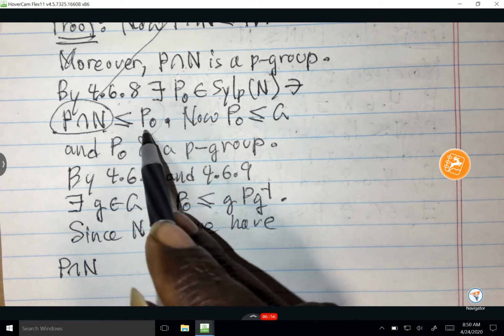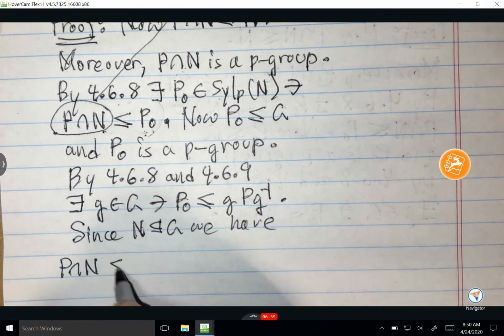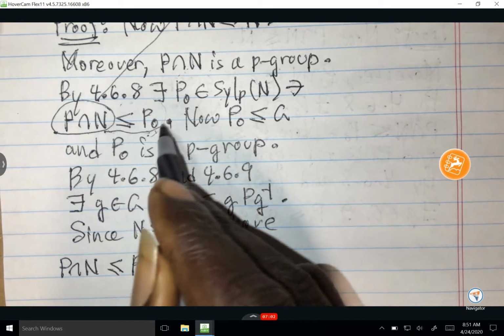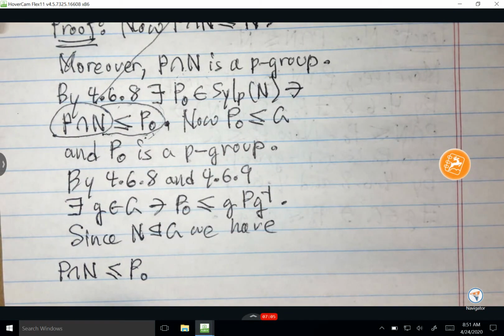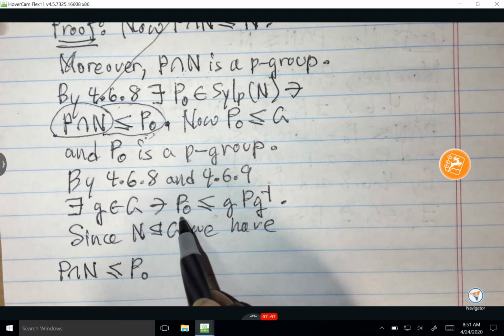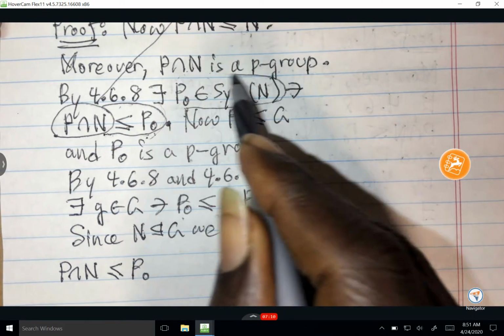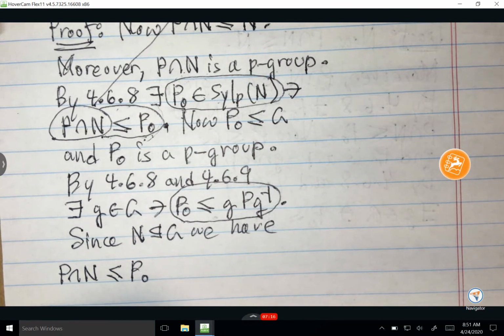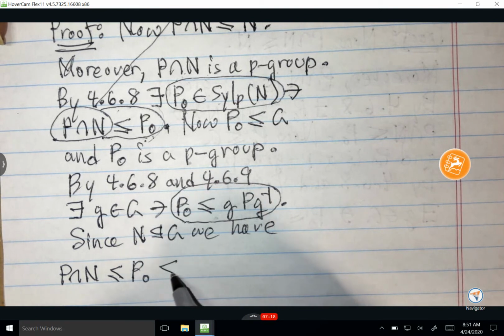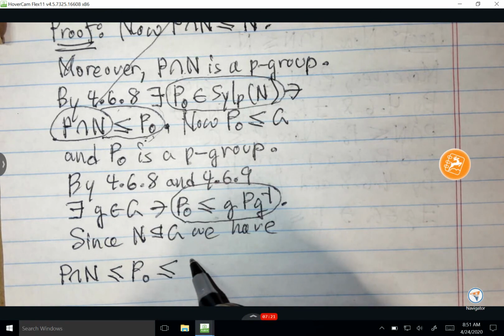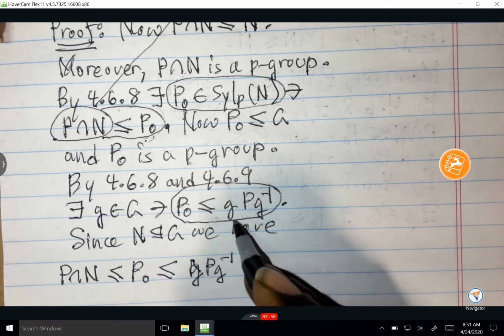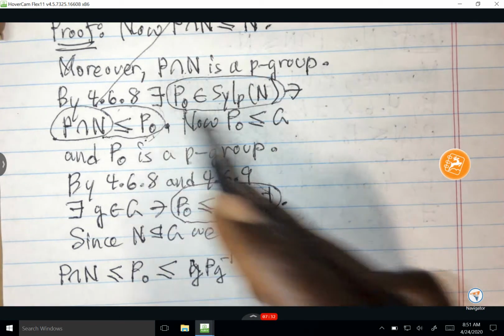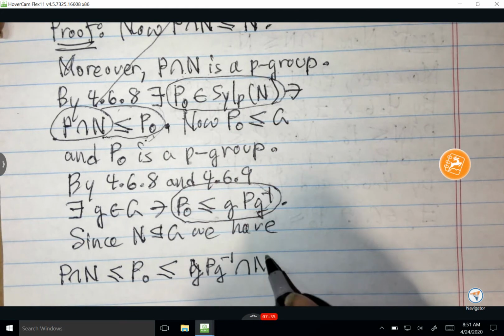Yeah, it's in P0. Okay, from here, it's a subgroup of P0. But if you look at P0 from here, it's in N, but it's also in this conjugate of P. So it's in their intersection. So that's a subgroup of N, or let's say G P G inverse from here. And it's also in N, so it's in their intersection.